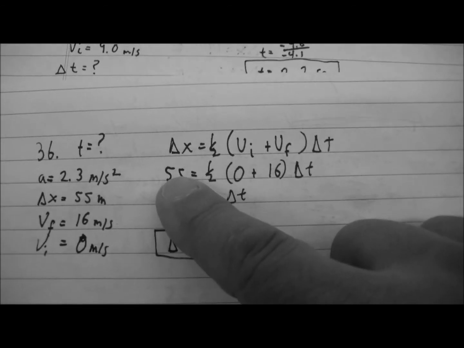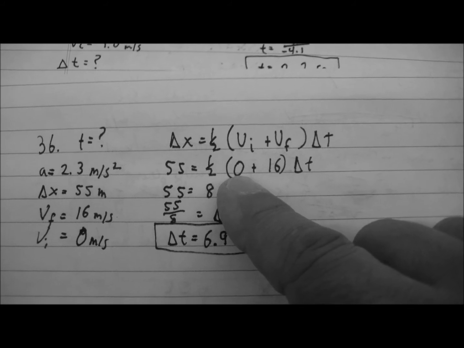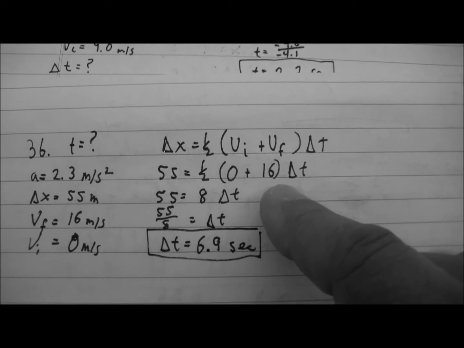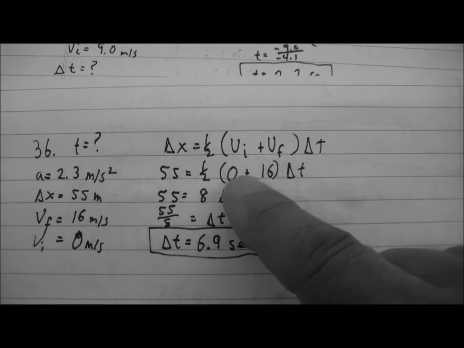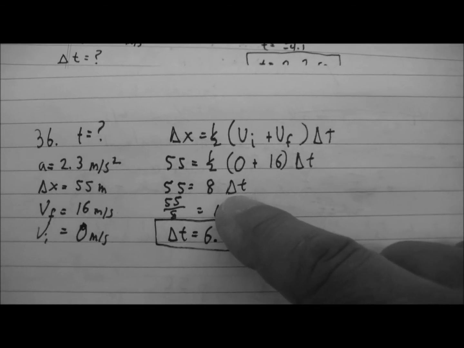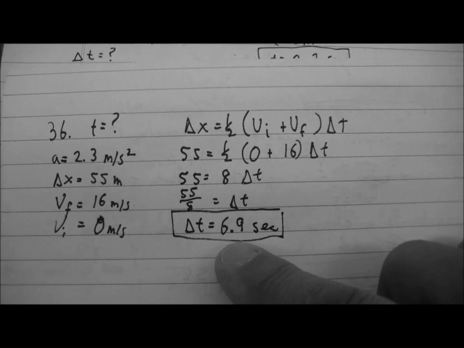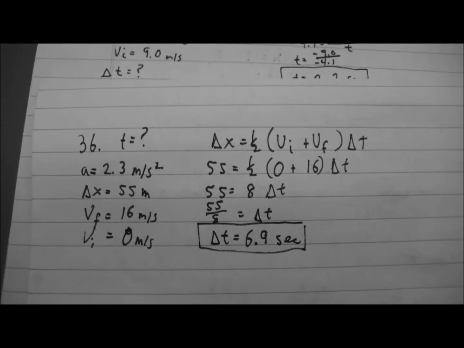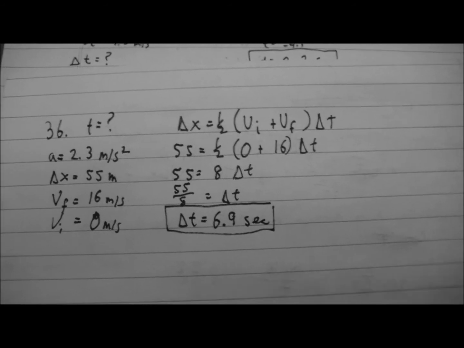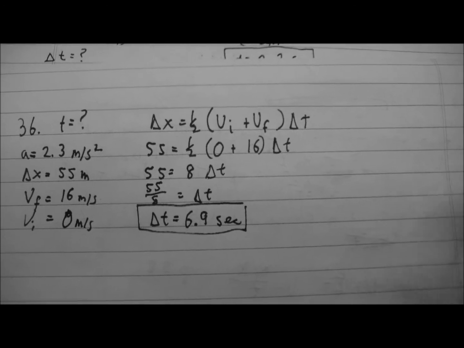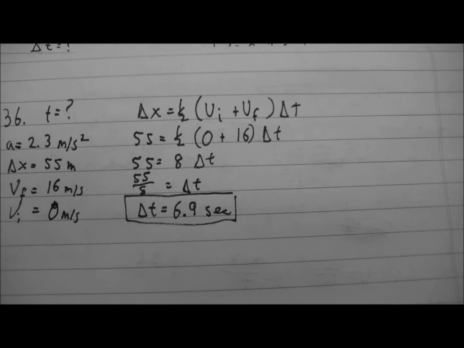Okay, we have a distance, we have an initial velocity of 0, we have a final velocity of 16. We divide this by 2, we get 8. 8 goes into 55, and we end up with a time of about 6.9 seconds. Like I said, there are other formulas that you could use. This is the first one that I came to and said, okay, it has everything that I need, so I'm using it.